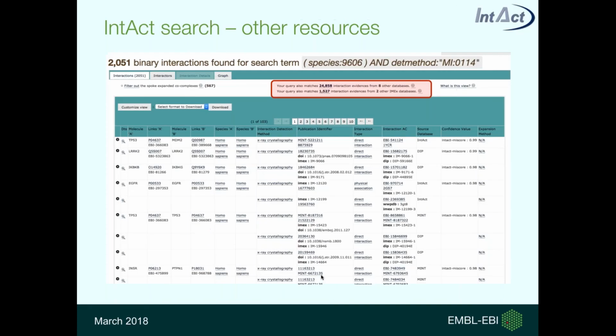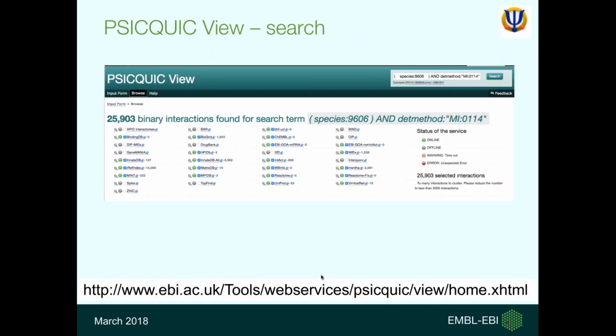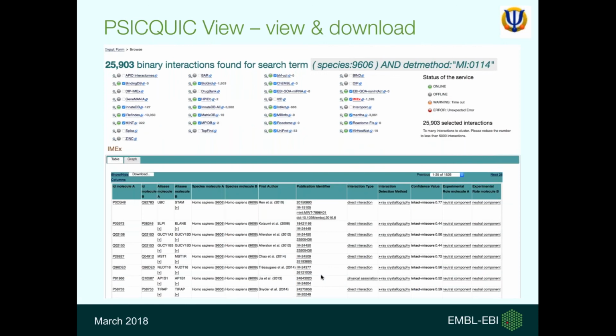And this is what you get through the link out from the IntAct website. You can obviously search directly from the PSICQUIC website as well. And this is the example for all human X-ray crystallography interactions. The totality in PSICQUIC is over 25,000 interactions. And if you click on one example, like the complete IMEx compendium, again, you can see the table. Here, this is now slightly abbreviated compared to the IntAct details, but you have the same options of downloading the data and looking at the graphical representation. For small numbers of interactions, less than 5,000, you can directly cluster them.